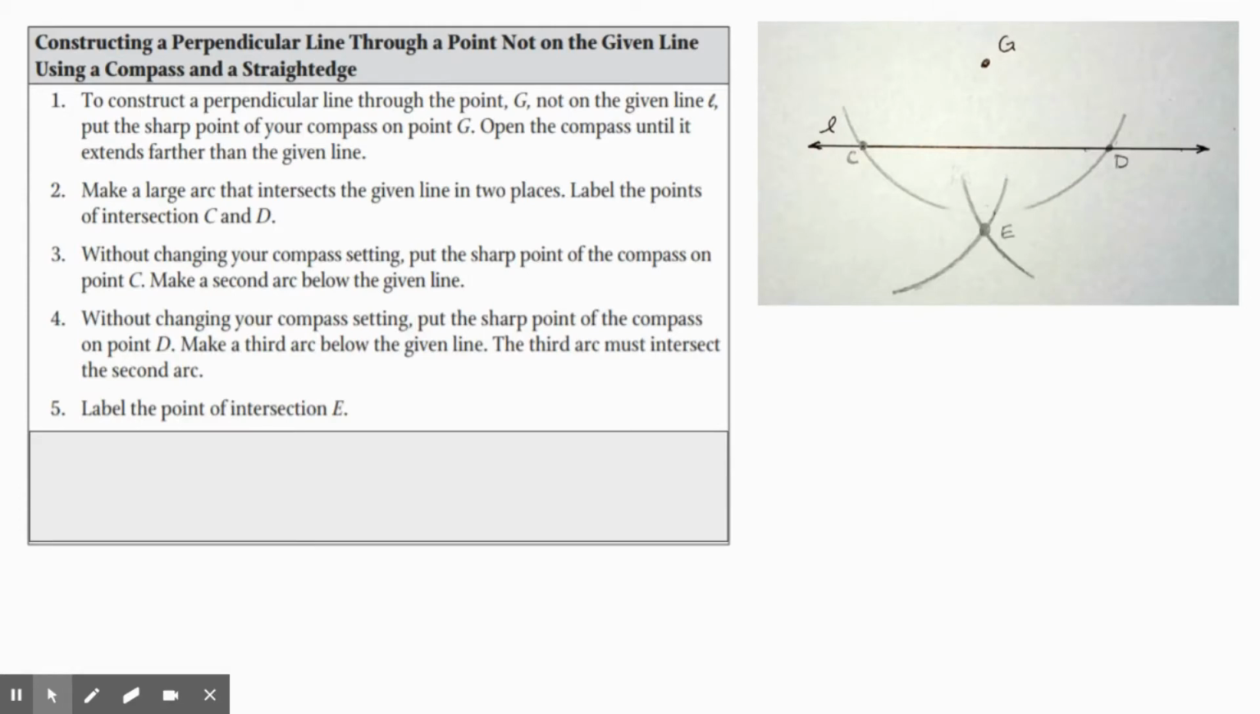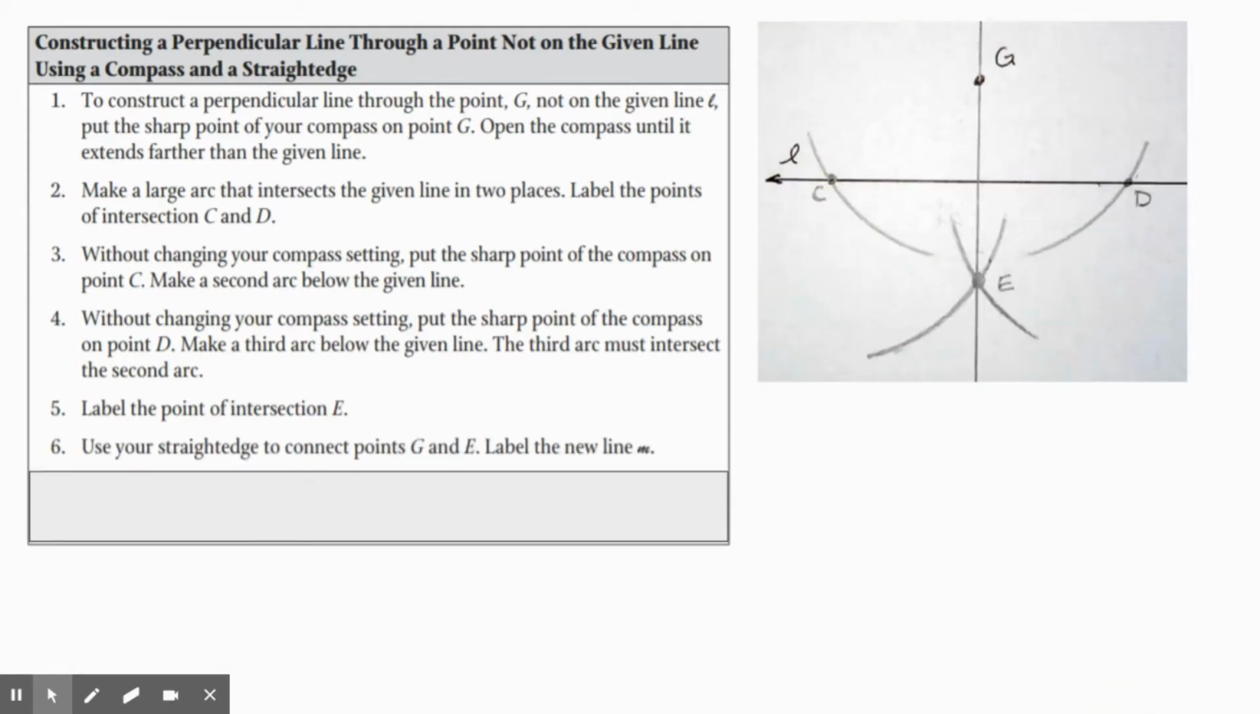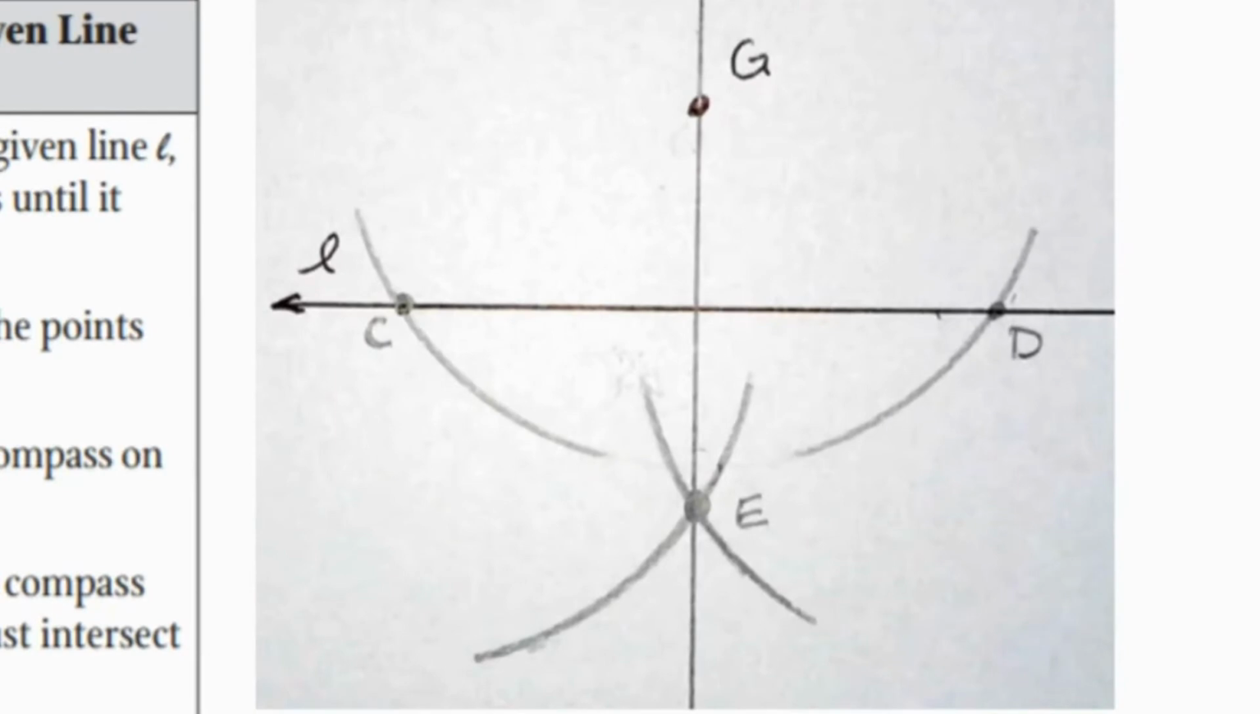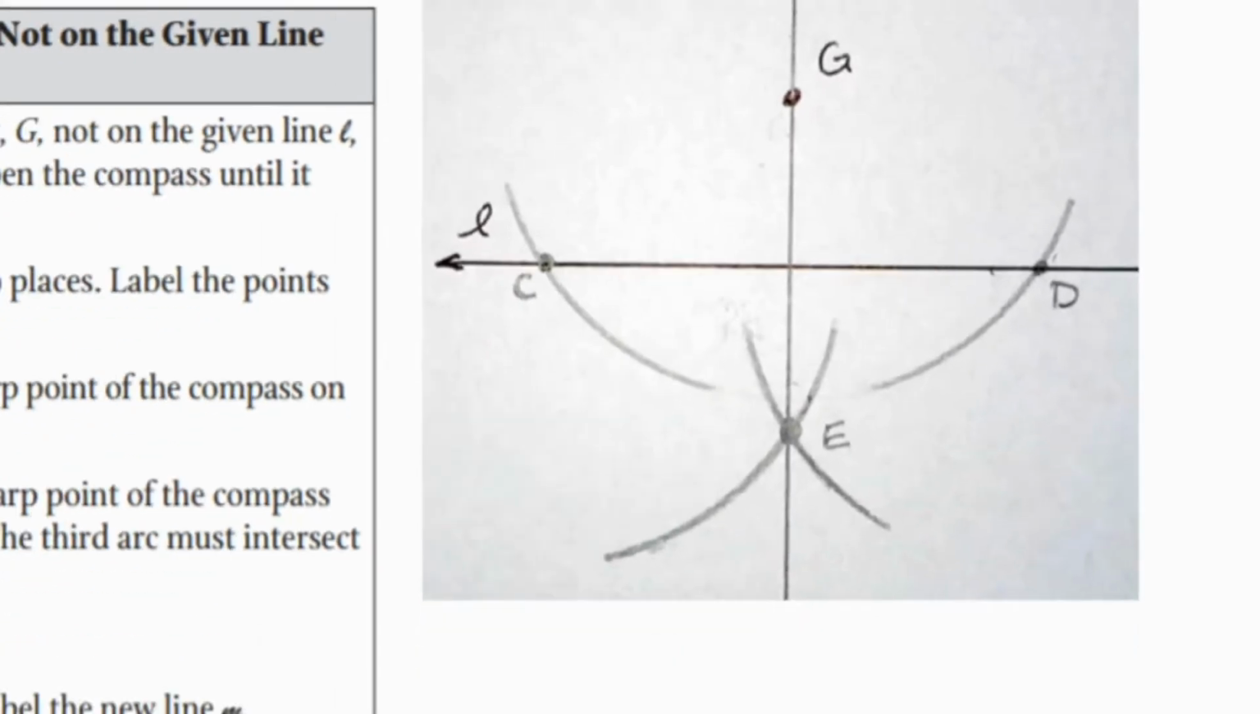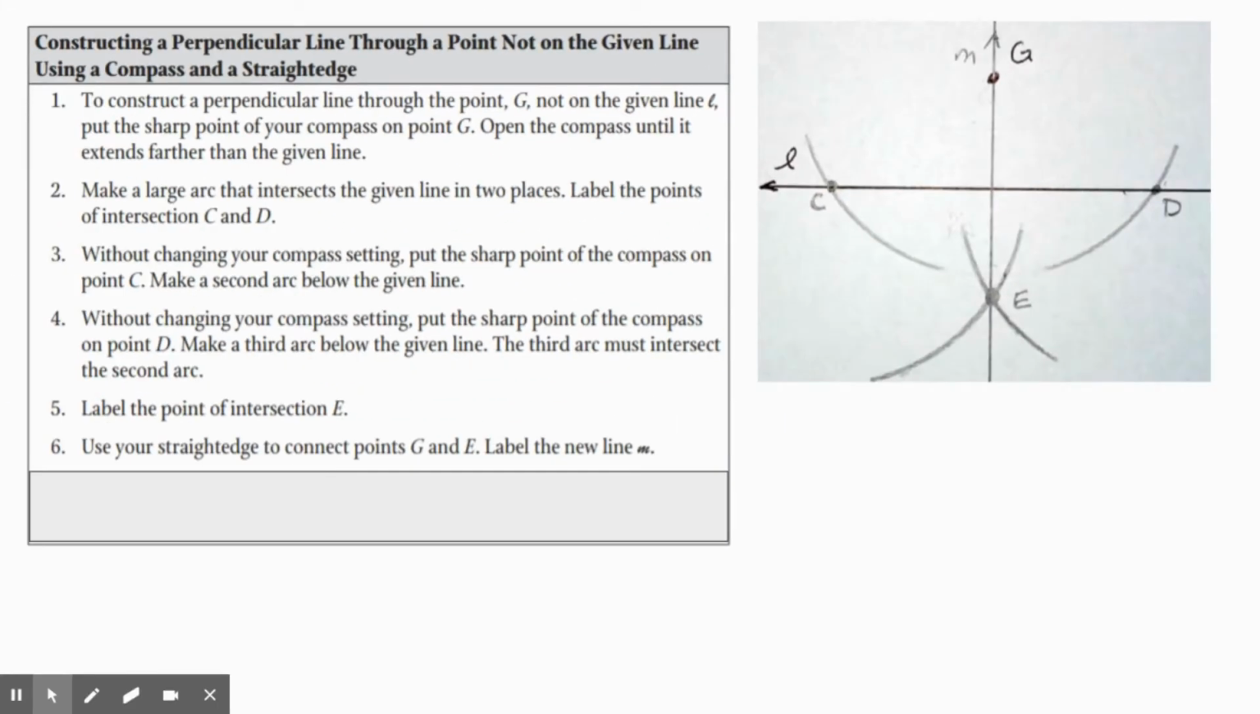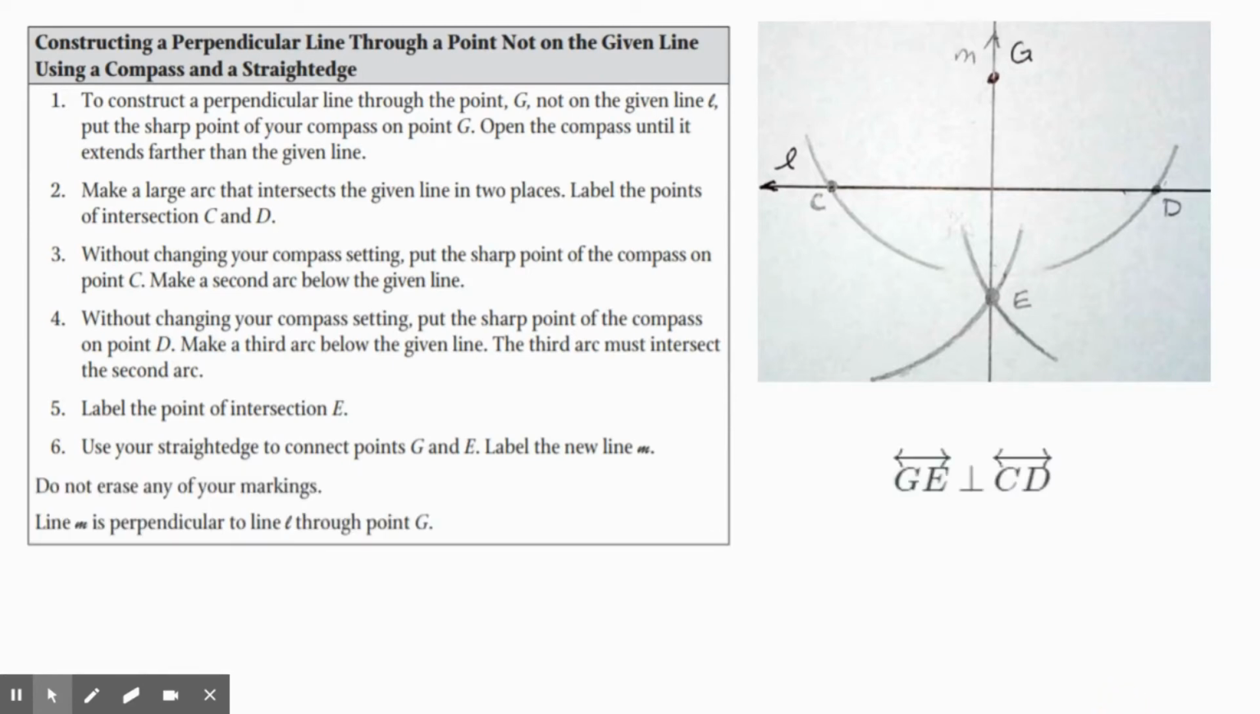I'm going to label that point E, and then I'm going to draw a line that goes through G and E. And we'll call it line M. And now line M is perpendicular to line L, or you could say line GE is perpendicular to line CD.